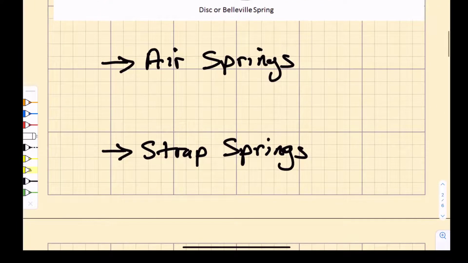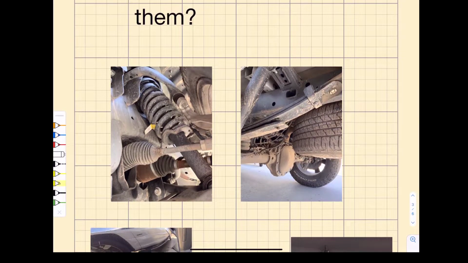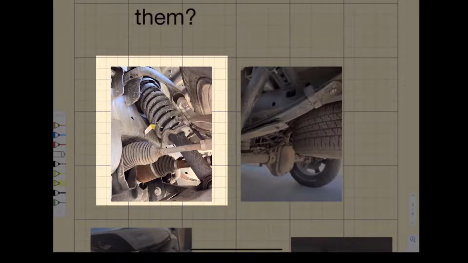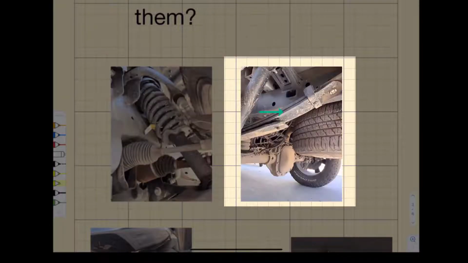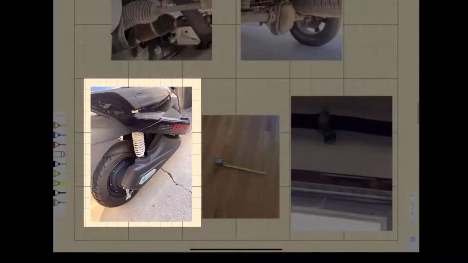Of course, we also have to consider the possibility of air springs, and we also want to talk about something called strap springs. Where do we use them? All you have to do is look around your house. I took my iPad and went outside, looked at my truck, and found a coil spring supporting the front suspension of my truck and leaf springs supporting the back suspension. I also found a nice little coil spring supporting the back suspension of my electric scooter.